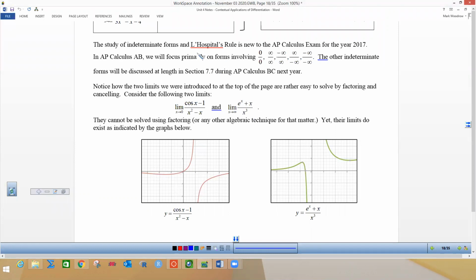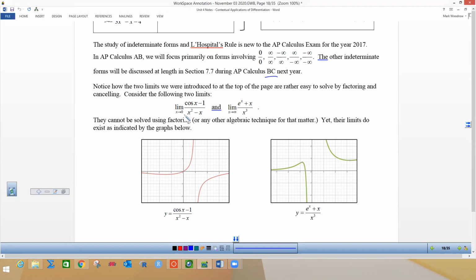So if you study L'Hopital, again, you get any of these forms or any other ones, there are other indeterminate forms that you'll study in BC if you go that far. And then we're going to look at these. Now it says, notice the two limits we've introduced at the top of the page are rather easy to solve by factoring, which we did way back when.